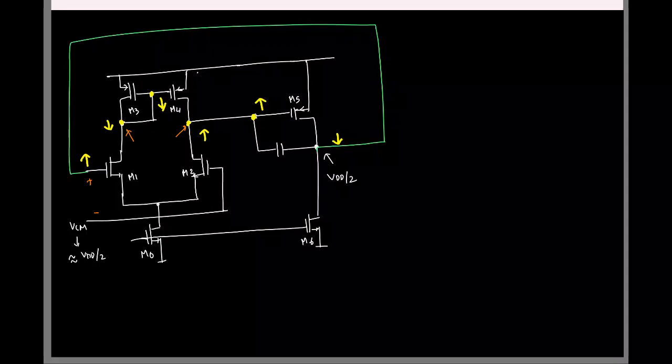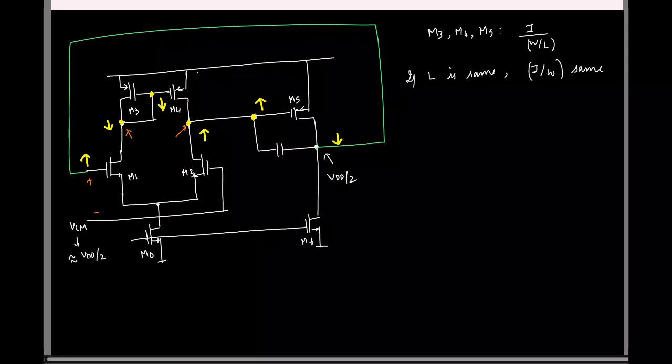And what was the condition to make sure that these two voltages are equal? How will I design the current densities for the PMOS transistors? Basically all these PMOS transistors, M3, M4 and M5, must have the same I by W by L. So if the L is the same, I need to make sure the current densities are equal. Right.